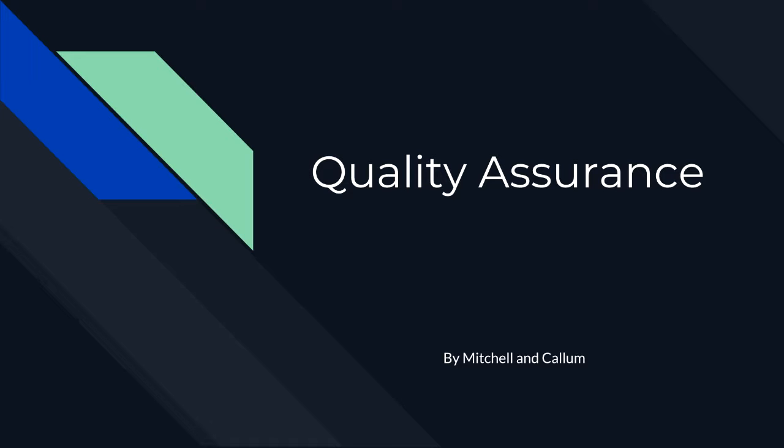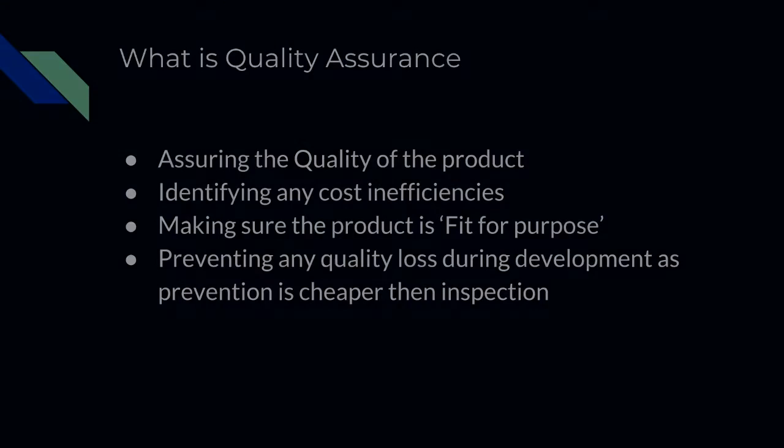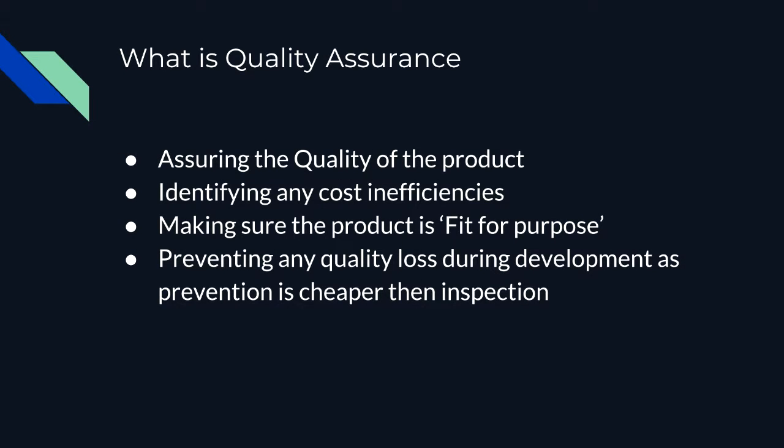Today we'll be talking about quality assurance. Quality assurance is the process of making sure a product is fit for purpose. It does this by preventing a product from having excess or a lack of planned features. It also attempts to identify and reduce inefficiencies, ensuring a lower and cheaper development cost.